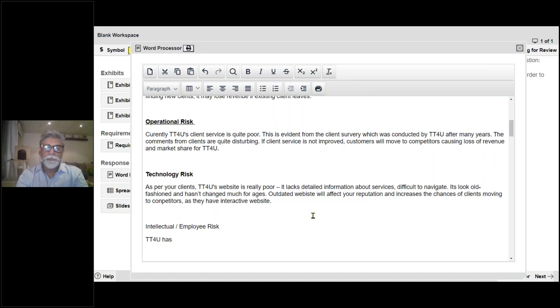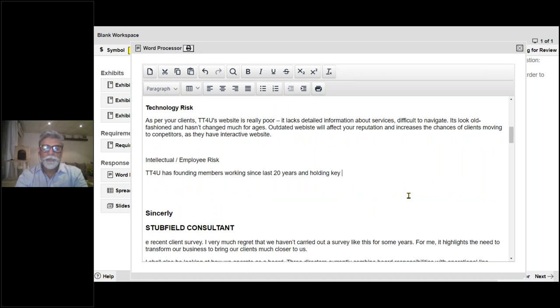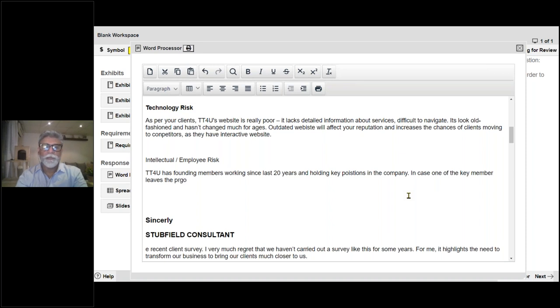For you as founding members working since last 20 years and holding key positions in the company, how is this a risk? In case one of the key members leaves the organization, then it may create some gaps and affect the operations.